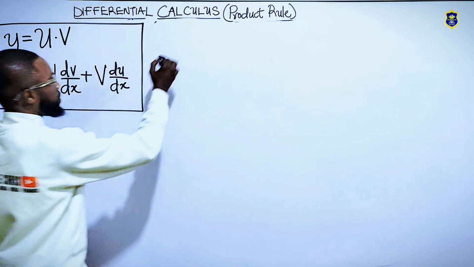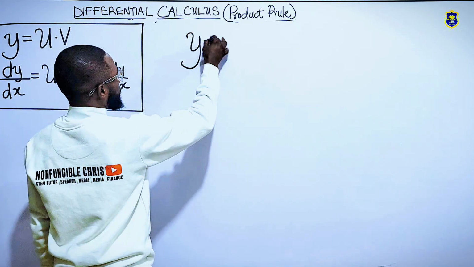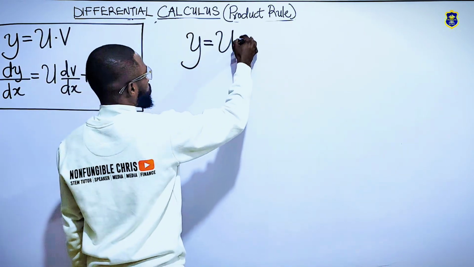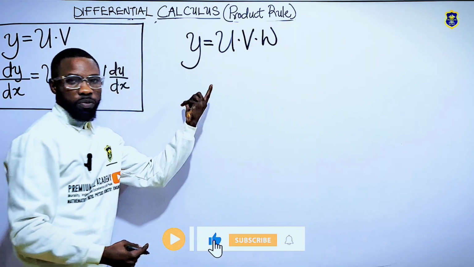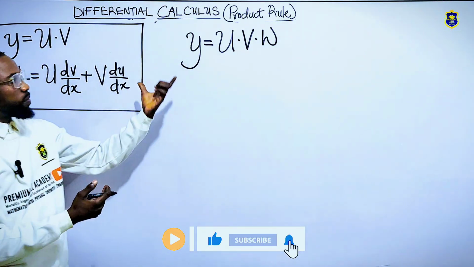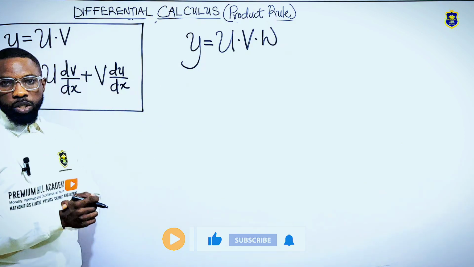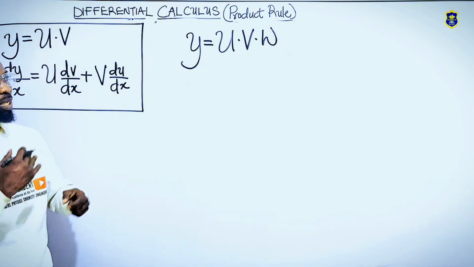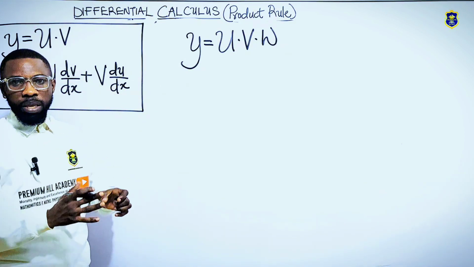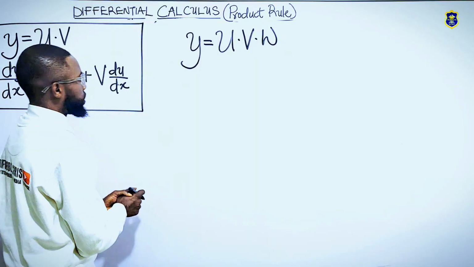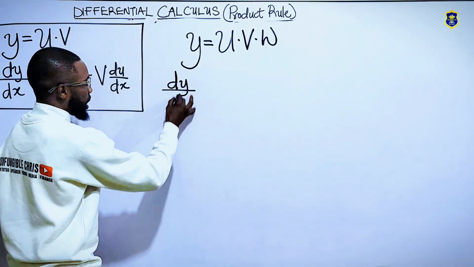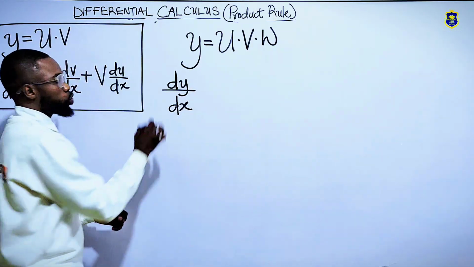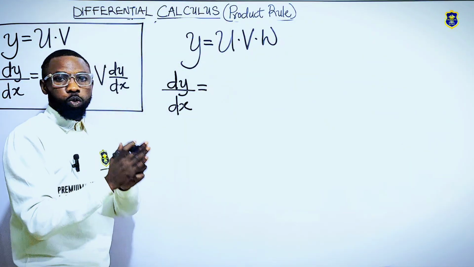What if we have the product of three variables? If y is equal to u times v times w, right? We have stuff like this. How do we differentiate a product rule in this order? It's very simple, right? We're going to be taking it one step at a time and then we build from there gradually. For this, dy over dx is going to be the product of two.